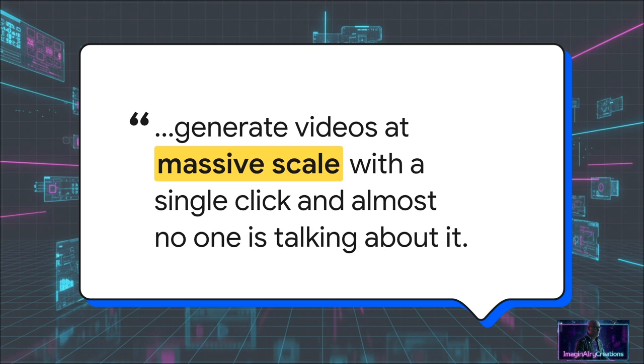We're talking about a workflow that operates without those expensive monthly plans, with no credit limits and none of the usual barriers. And the reason it stayed under the radar? Honestly, it's because it's dangerously powerful, and it puts professional-level production right into your hands.